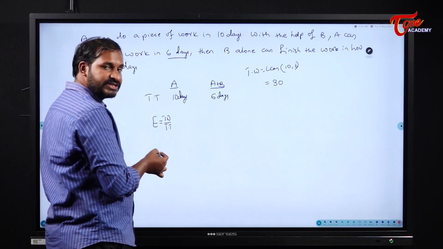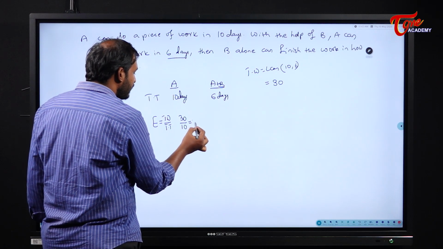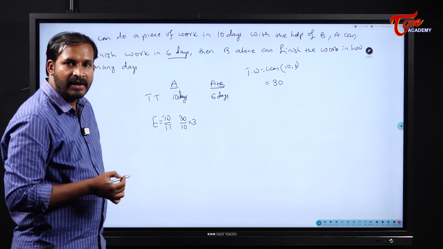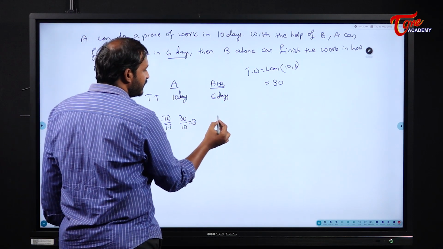Now what is the efficiency of A? 30 by 10. That will become 3. Efficiency of A is 3. Now next, what is the efficiency of A and B together?